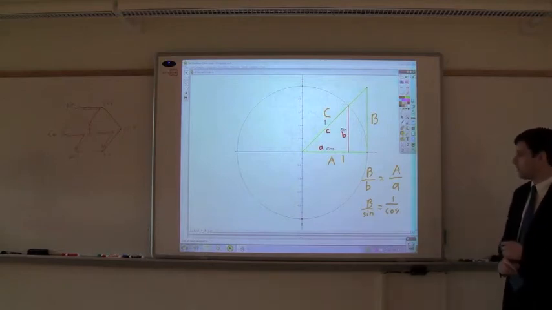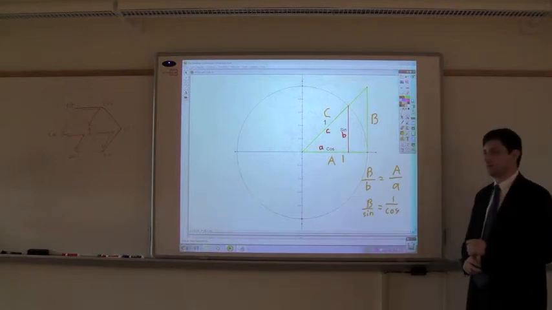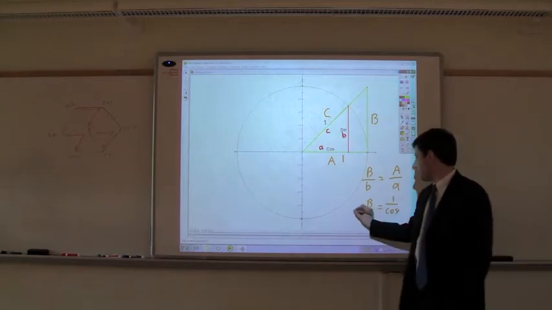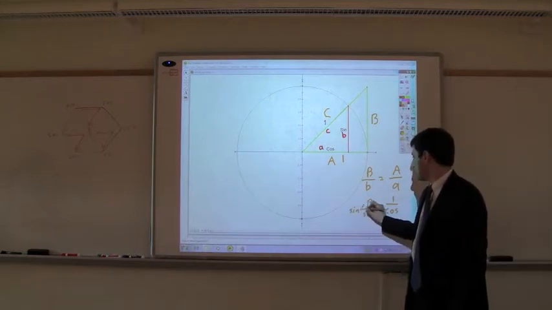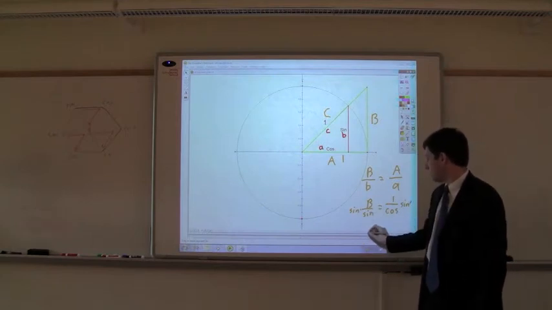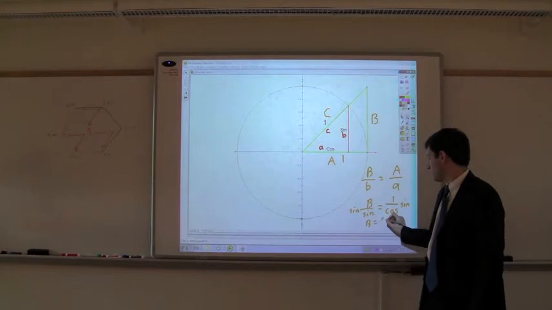What should I do to both sides to solve for B? Multiply by sine. Good, Andre. And I heard someone in the back row too, so very good. What do I get? Sine over cosine. Look familiar? Tangent.